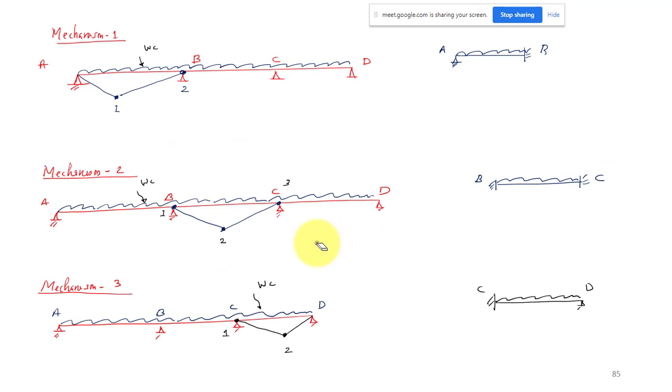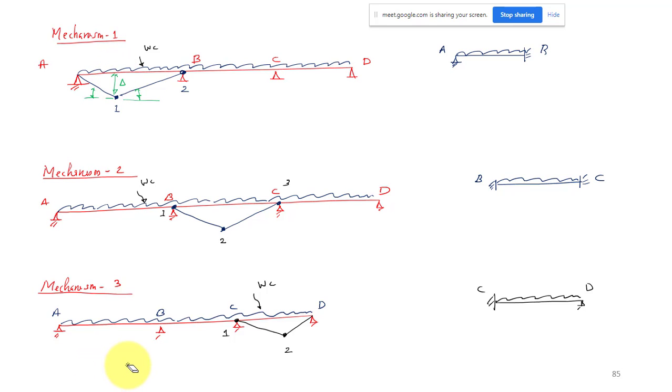Now how will you find the collapse load in this case? Again we can apply the kinematic theorem. If you want, we can apply the kinematic theorem. So this point, this angle, and this is W, this we can take as delta maximum, then you can apply that.